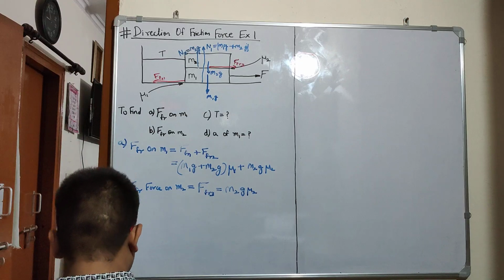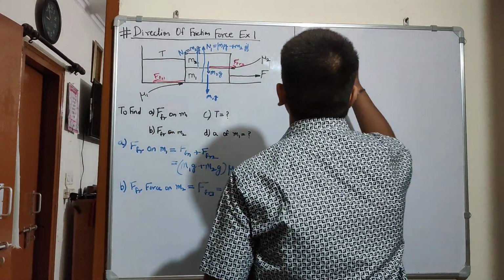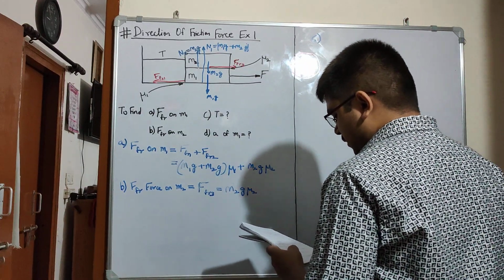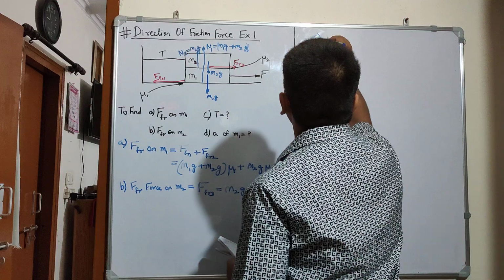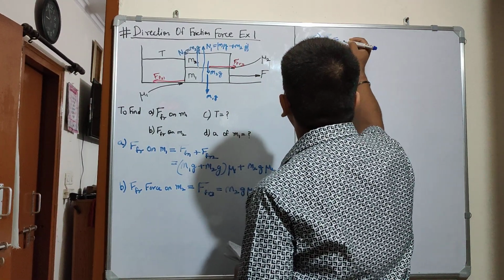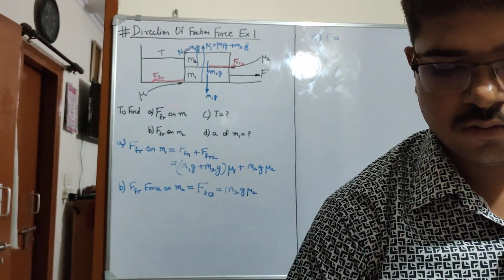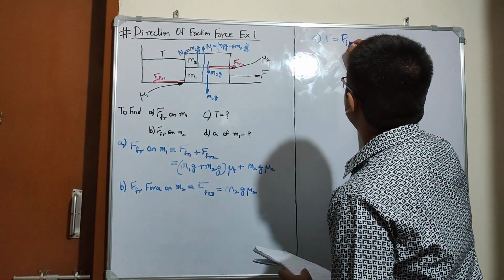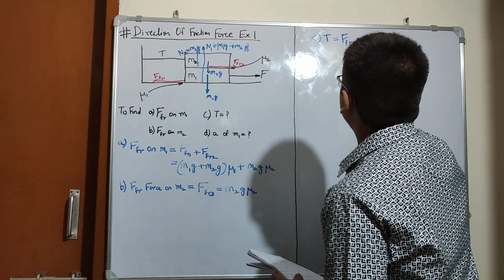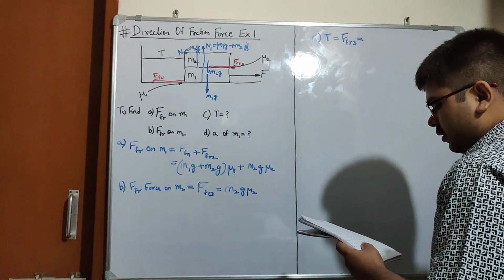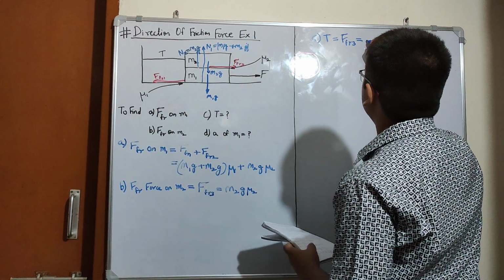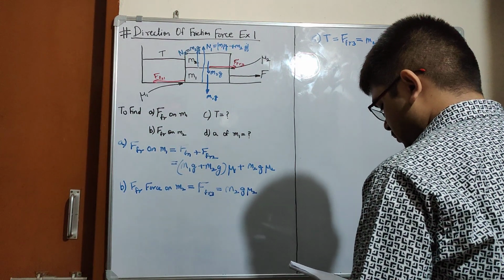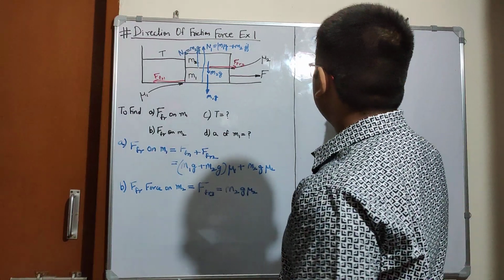Now part C is the tension in the cable. Tension equals FR3, which equals M2G nu 2. That is the tension here.